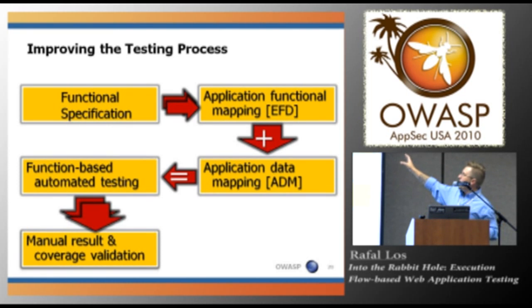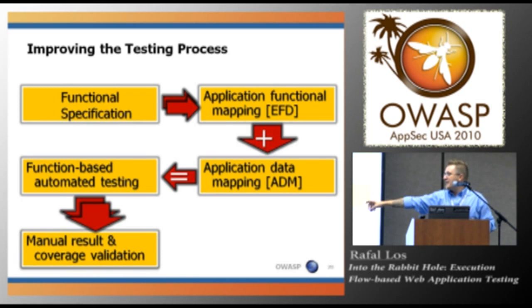Mapping that functional spec into that EFD, mapping data to that EFD, and doing functional-based automated testing, so letting the automation do all the dirty work, right, the easy stuff, which means that the automation that you'll be using gets a lot more intelligent and isn't just point and shoot anymore because of what you've done up until then.